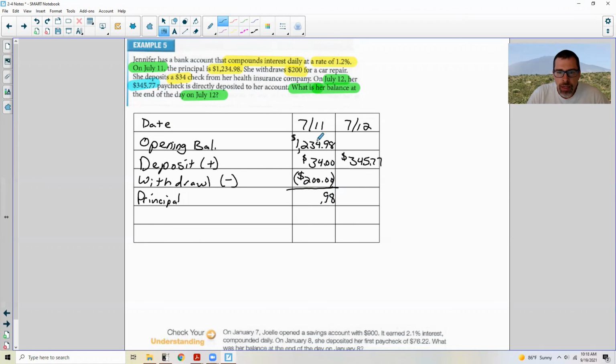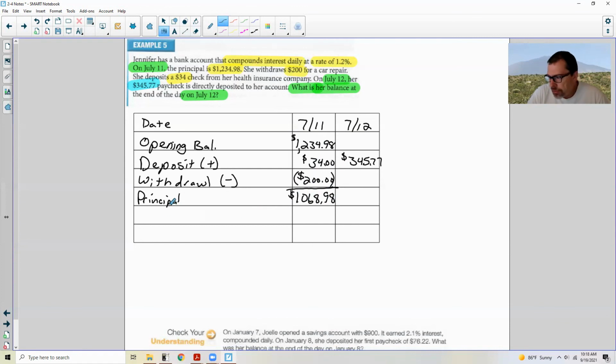So that's that. And 4 plus 4 is 8. 3 plus 3 is 6. 2, nothing here. So that's still $200. Minus 200 is 0. Be careful there. And then bring down the 1. And we have $1,068.98 in our account at the end of the 11th.